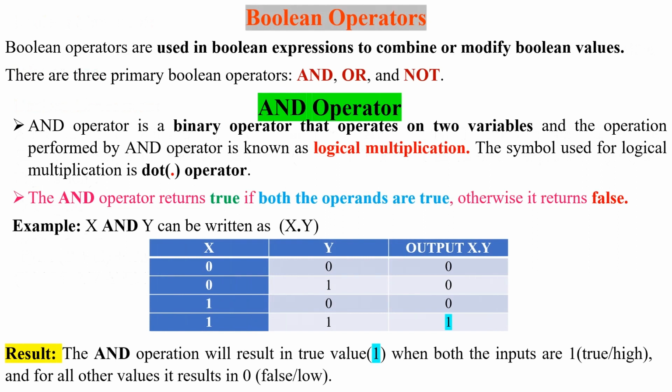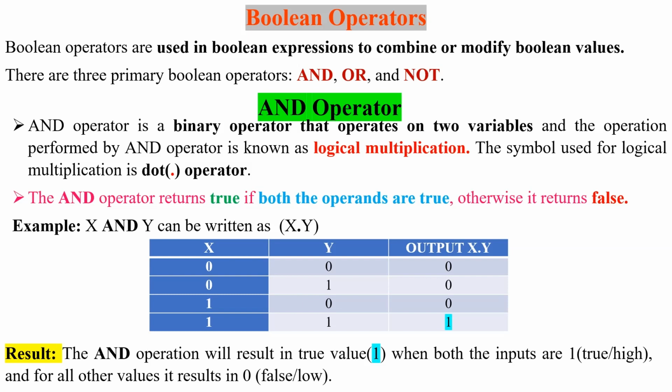Here, we can discuss the Boolean operators. Boolean operators are used in Boolean expressions to combine or modify Boolean values. There are three primary Boolean operators: and, or, and not. These operators can be used to create complex Boolean expressions that can be evaluated to either true or false.